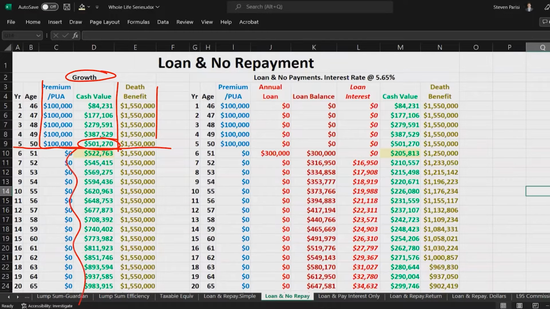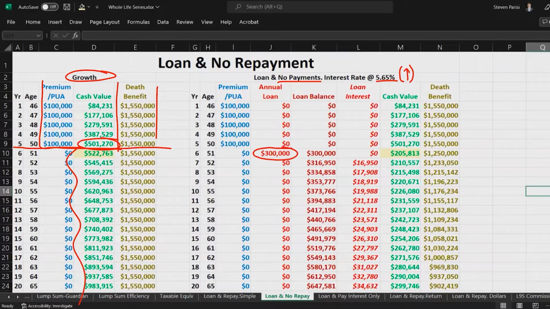Let the cash value sit and grow. Over here, loan and no payments. Interest rate at 5.65%. We kicked that up. We made it higher than what it actually is right now, just in the event interest rates continue to go up for a little bit. It makes it a bit more conservative.